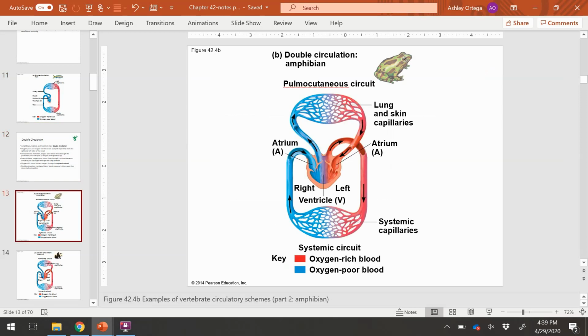So looking at double circulation of an amphibian with a pulmocutaneous circuit. Here, pulmocutaneous circuit.